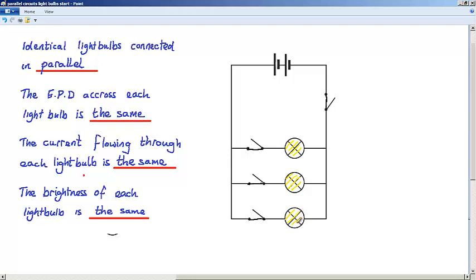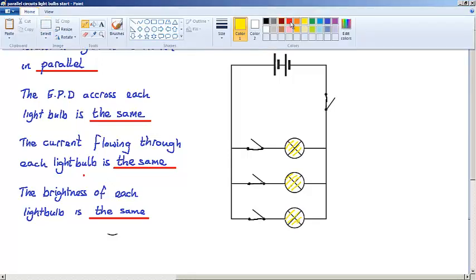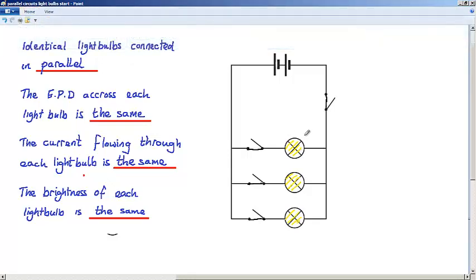But if for some reason this light bulb happens to blow, then it does not affect the current passing through the other light bulbs. So that's another good reason why you would use a parallel circuit for a lighting circuit such as that in your house.